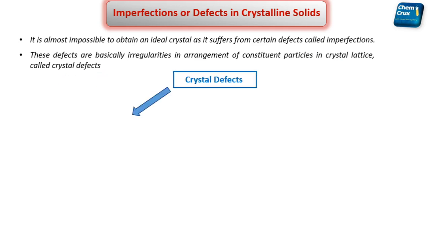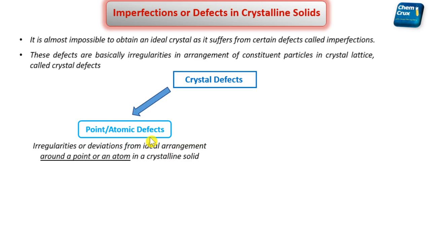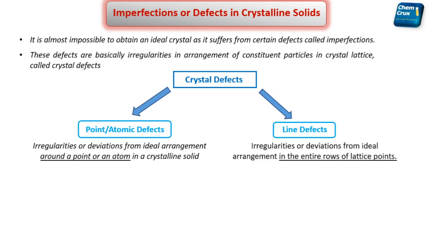The first type is point or atomic defects. So what are point or atomic defects? If the irregularities or the deviations occur around a point or an atom in a crystalline solid, then they will be called point or atomic defects. The other type of crystal defect is line defects. So what are line defects? If the irregularities or deviations occur in entire rows of lattice points, then they will be called line defects.